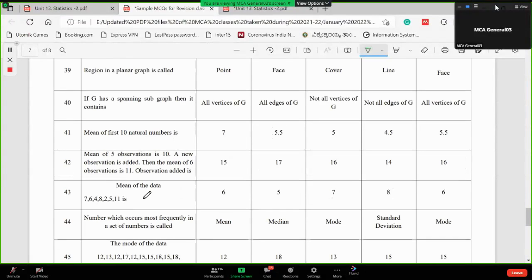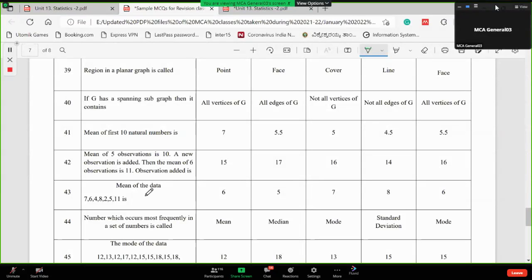Okay, very simple. Even for the 42nd question you will have to work a bit. Mean of 5 observations. So what is the total? 50. A new observation is added. It was 50 initially. Now the mean has become 11. 11 into 6 is what? 66. What was originally the total? 50. Now what is the total you are getting? 66. What is that you have added? 16. You can solve such problems.